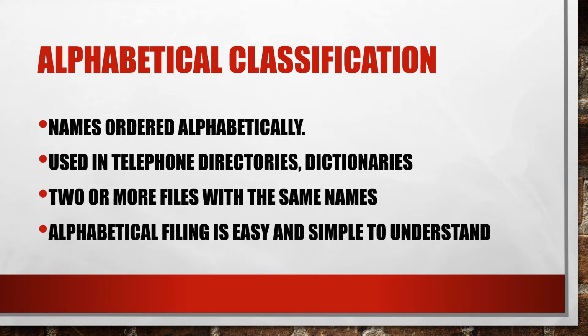And alphabetical filing classification is one of the easiest and simplest to understand, because one of the first things that we learn to do is read. Next thing we learn to do is count. So a lot of times with alphabetical filing, it's really easy for us to identify things alphabetically, so that we can use it as a point of reference.